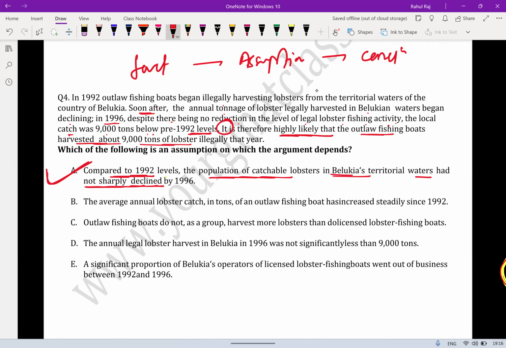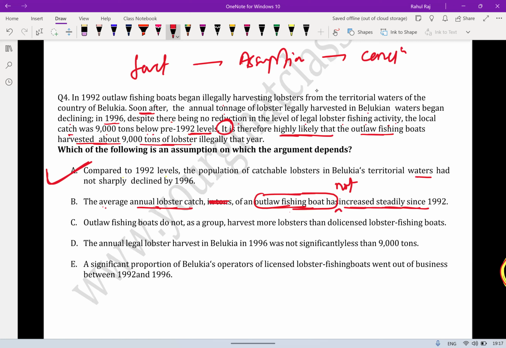When you are doing it at home, you should 100% look for why the other answers are wrong. I hope it's very clear. Now come down to option B. It says the average annual lobster catch of an outlaw fishing boat has increased steadily since 1992. You don't have to read all of it or else your entire reading flow will break. So the average annual lobster catch of an outlaw fishing boat, meaning an illegal boat, has not increased steadily since 1992.